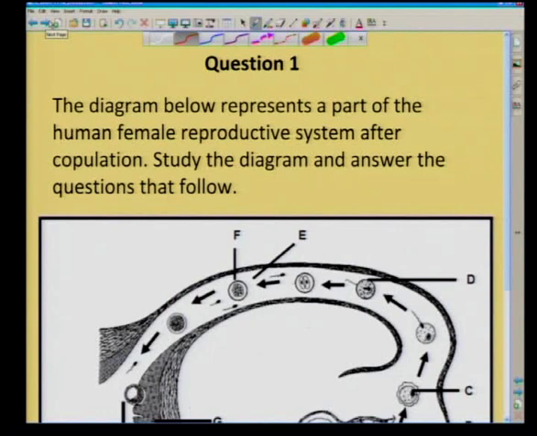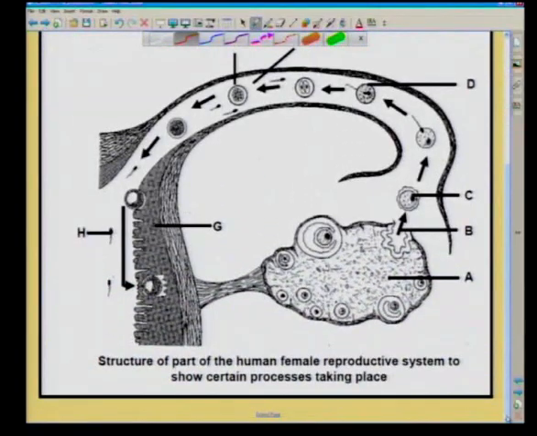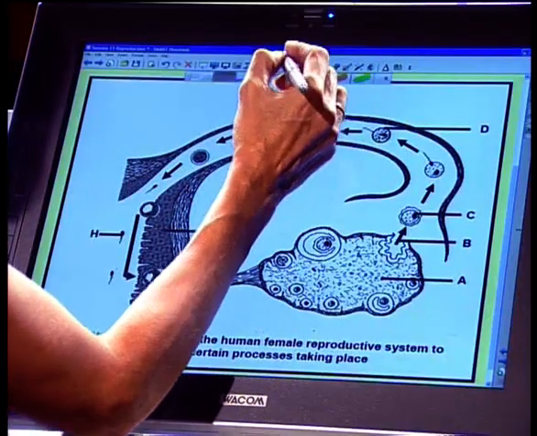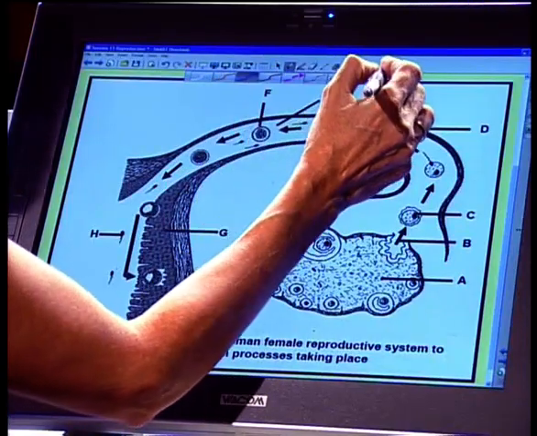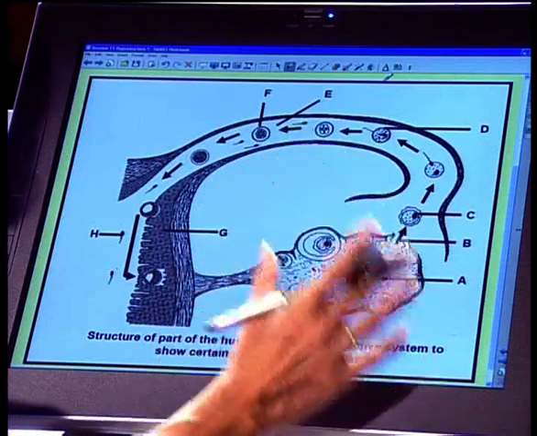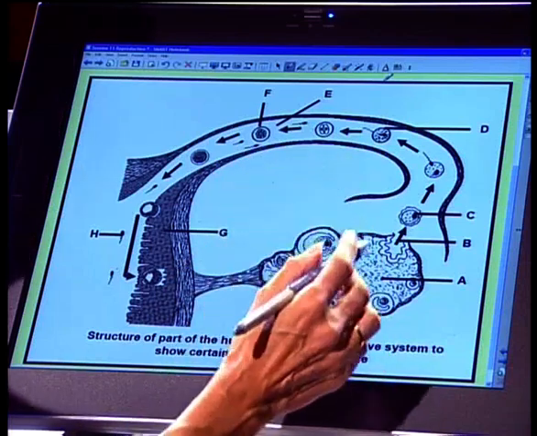The diagram below represents the part of the female reproductive system after copulation. Now, in other words, copulation, putting the sperm inside the female. Okay, so what they've done is, here's your diagram. Let me just move this down a little bit. Here is the diagram. I'm going to need a pen. And we have, first thing you do, you label. You get any diagram in an exam, people, you label it. First, we are going to label this.